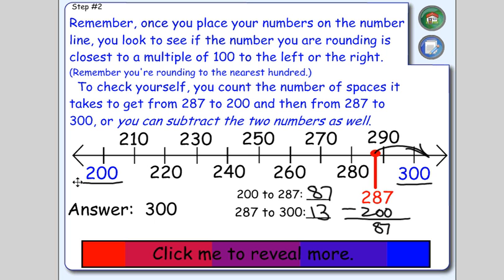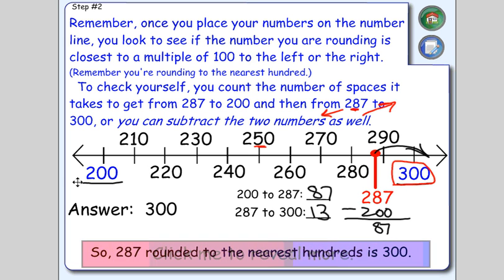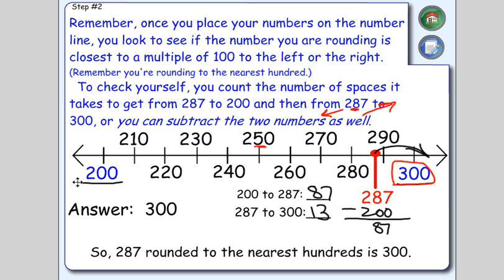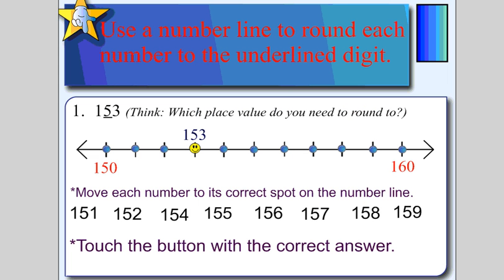In this case, we could use the same rule we did in class also, though. When I look at the number 287, I look at the 8, because I'm rounding to the nearest hundreds. I look to the right at the 8. If it's 5 or above, I give it a shove up. 4 or below, I let it go. And in this case, 8 is above 5, so I'm going to go up to 300. So 287 rounded to the nearest hundreds is 300.